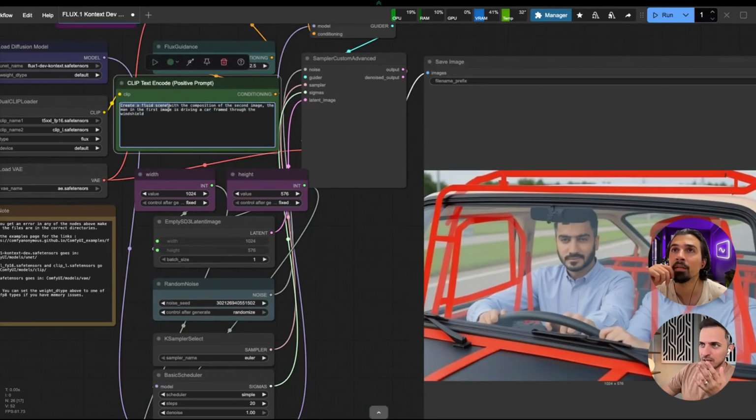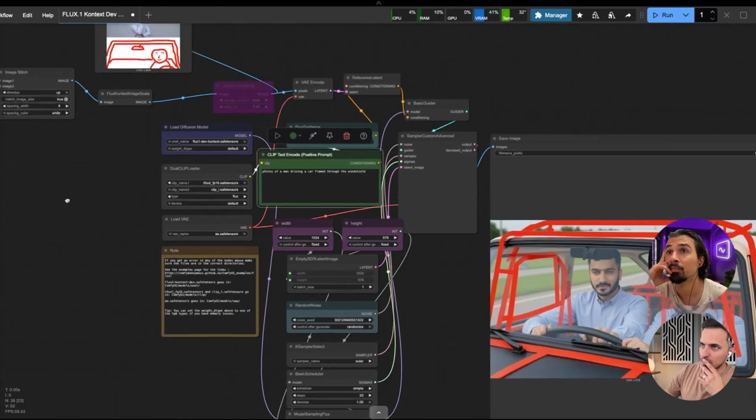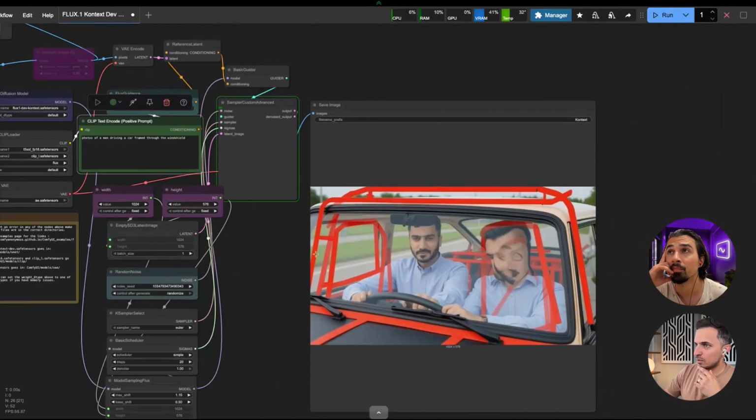How about we just forget about this composition and just let it. What if we just say it's a photo driving a car, frame through the windshield. Is that how you would describe that? I guess that's kind of how you would describe that final image. Let's see if it picks up man.